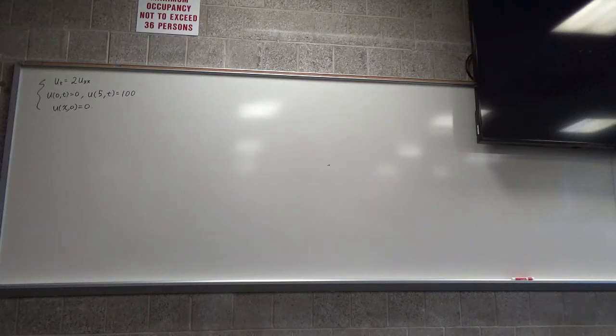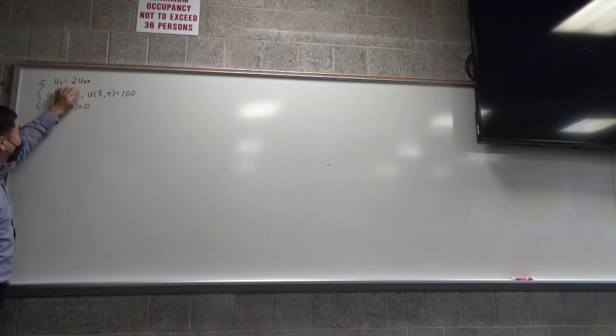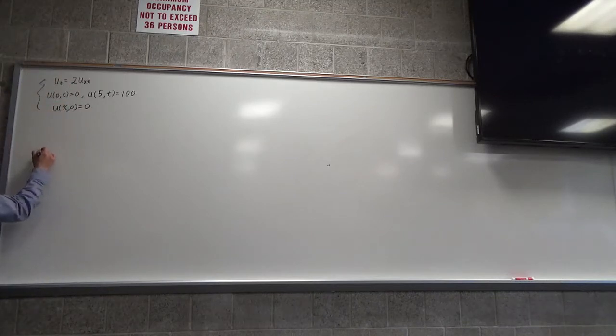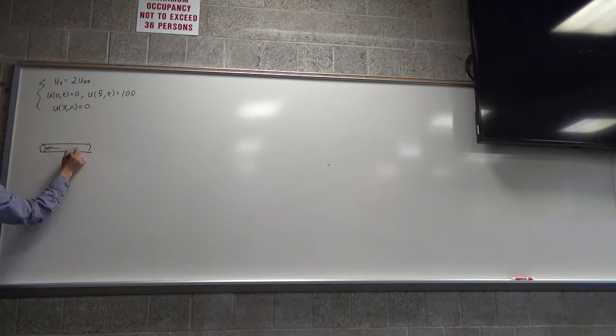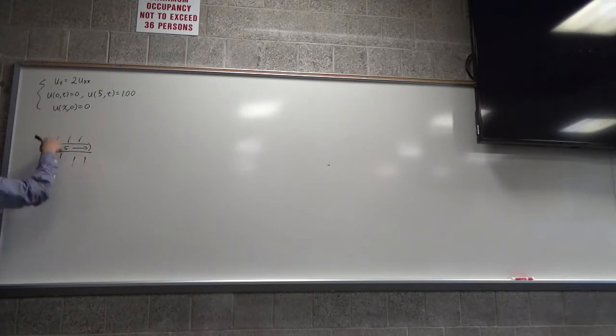All right, so here we have the heat equation, where the constant K is 2. If I draw the picture, it's like this: the length of the rod is 5, and it's surrounded by insulation, so it doesn't lose heat on the other sides in the radial direction.